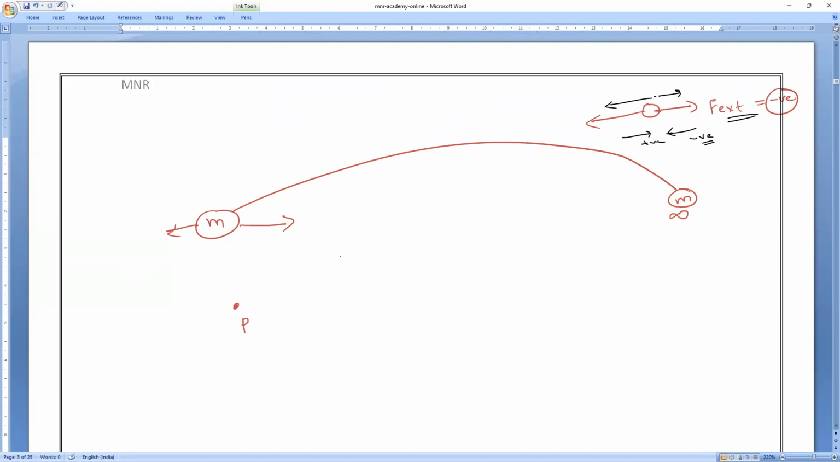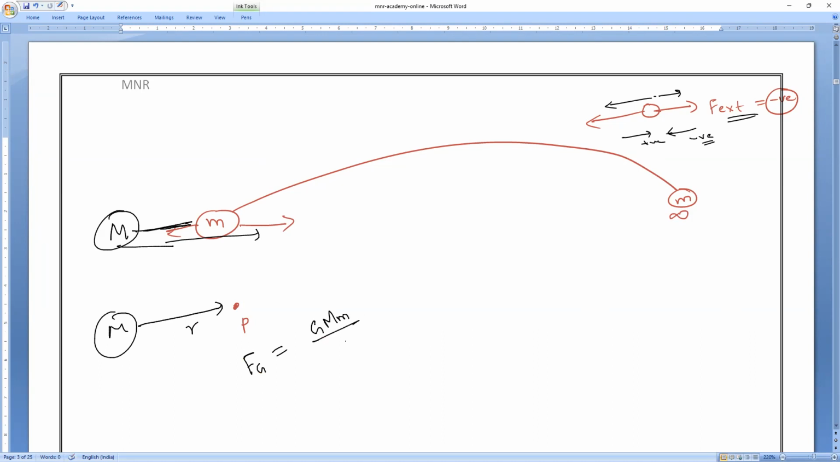So now, you imagine, let me take everything. There is a mass capital M, due to which there is a change in G at that point. So this is the mass M, and the distance between the point and the mass, let me take here, is R. Then the force of attraction between these two is equal to G into capital M into small m divided by R square.